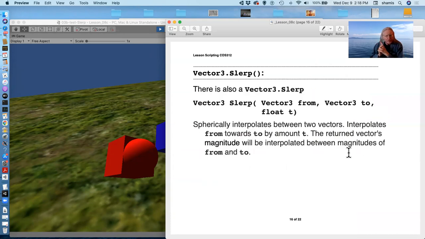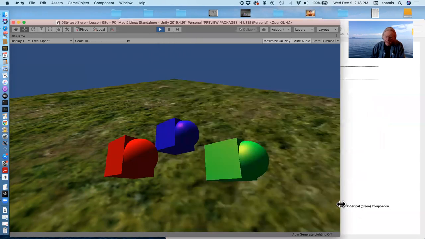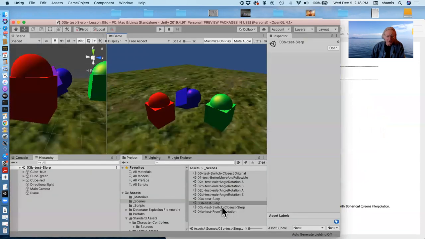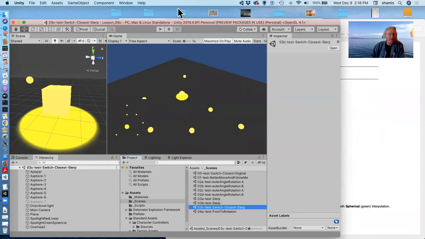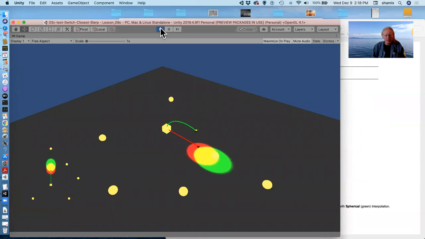There's also a vector slerp. Quaternion slerp interpolates between two orientations. Vector slerp interpolates between two vectors. And it works exactly the same way. There's a from, a to, and a t parameter that goes from 0 to 1. I applied this in our switch to the closest. So I had this little game here where when I press this, it switched to the closest one.